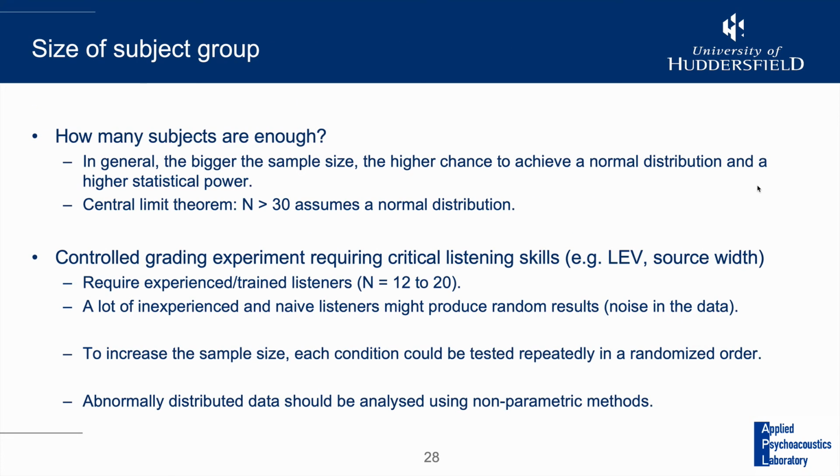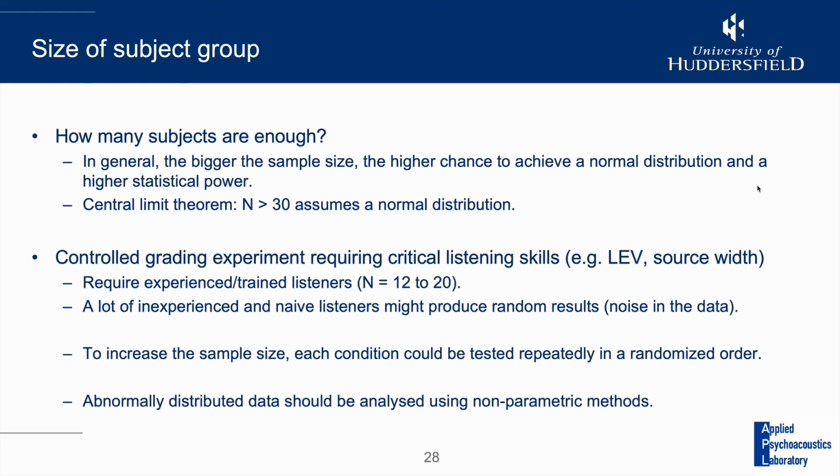So now the final point to discuss in the first part of this talk is about how many subjects are enough. More is always better. Well, in general, the bigger the sample size, the higher chance that we can achieve a normal distribution and a higher statistical power. And as mentioned before, the central limit theorem assumes that the sample size bigger than 30 to be sufficient for assuming normal distribution of the data.